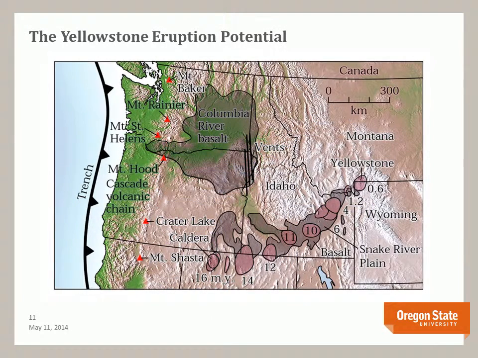So let's take a little more of a look at Yellowstone. Here's the Pacific Northwest and out into the Rockies here. Here are the Columbia River basalts, which actually make it all the way to the coast. These are big regional-sized lava flows, basaltic lava flows, plateau basalts. And then we have our Cascade volcanoes, some of which are dormant: Baker, Rainier, Helens, Hood, Crater Lake, and Mount Shasta, and Sisters is right here as well. Okay, so that's kind of setting the stage.